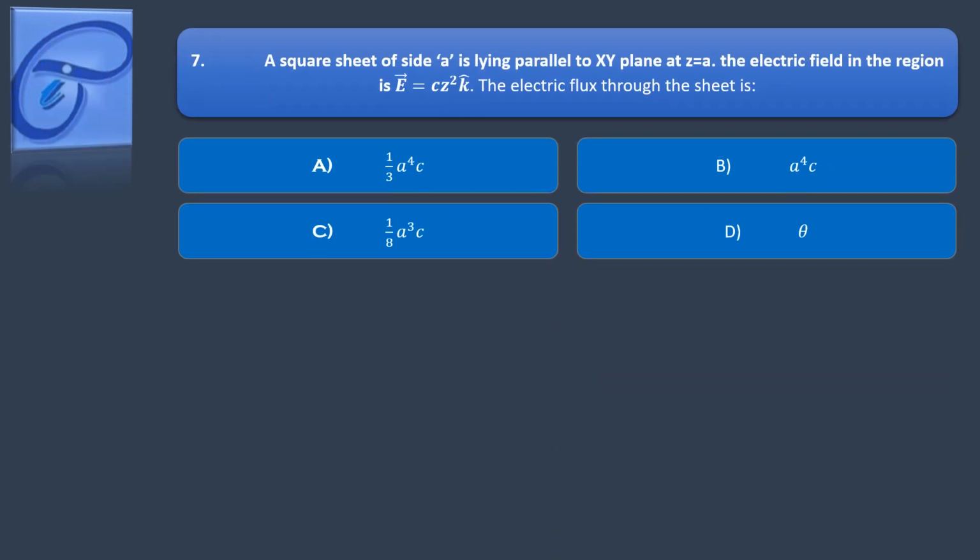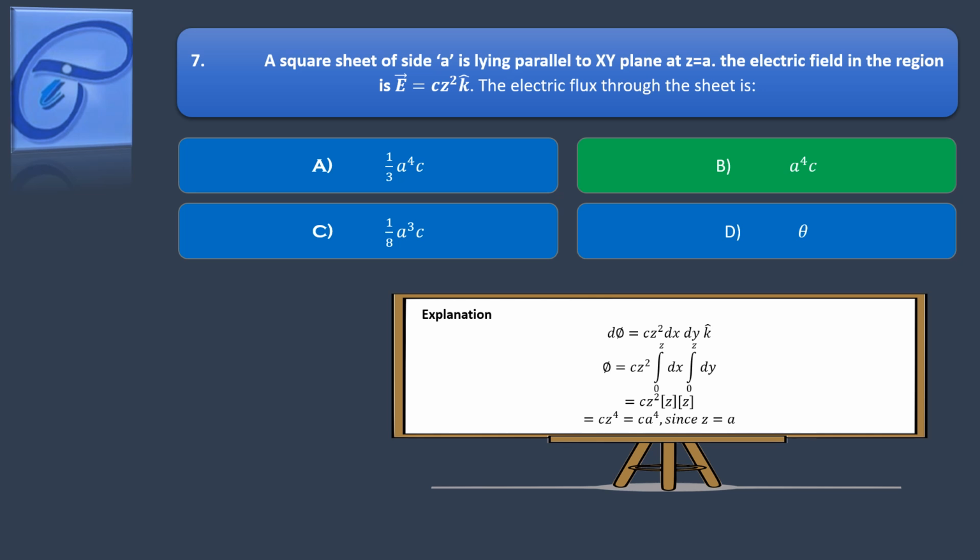Question number 7. A square sheet of side a is lying parallel to the xy plane at z is equal to a. The electric field in the given region is E equal to cz square k vector. The electric flux through the sheet is... The right option is a raised to the power 4 c.